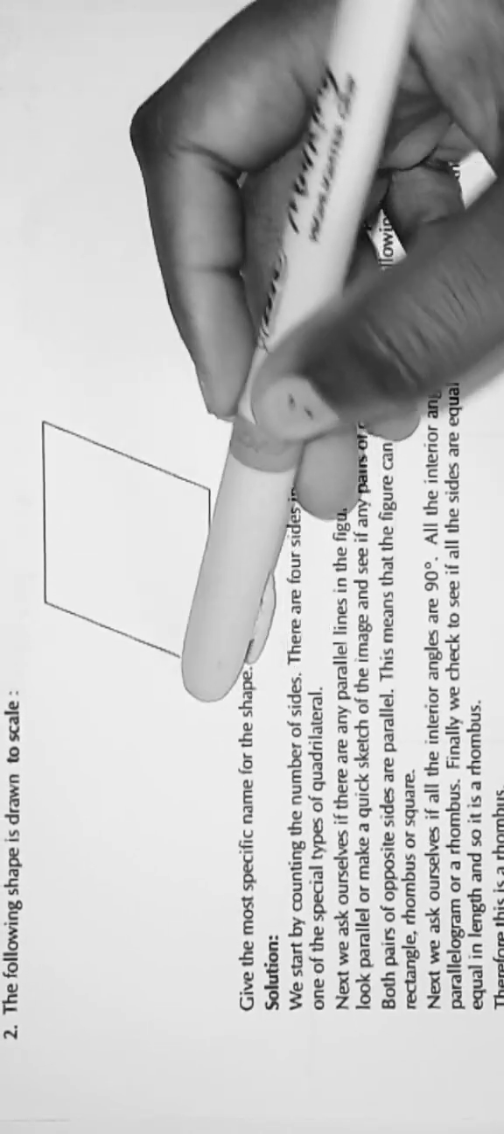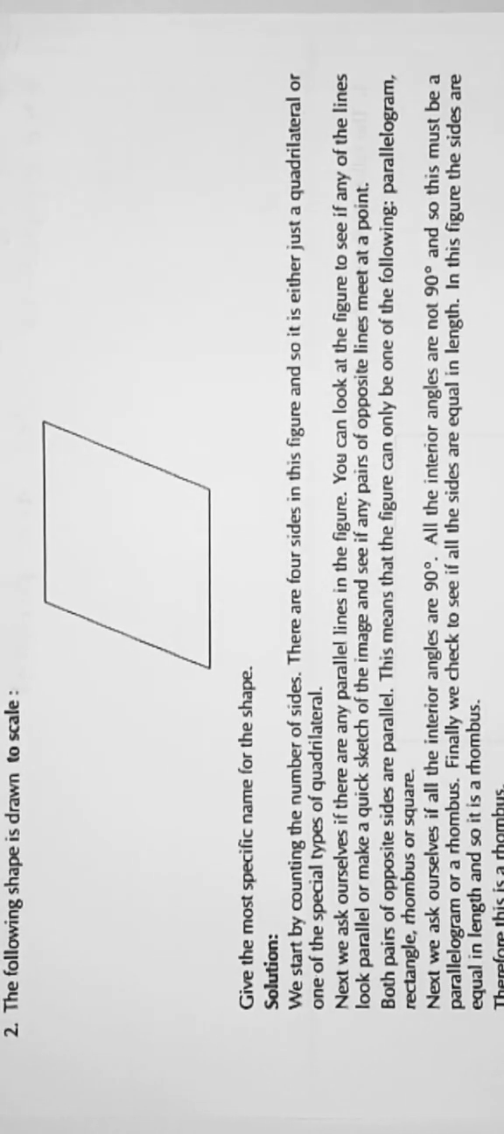Both pairs of opposite sides are parallel. This means that the figure can only be one of the following: parallelogram, rectangle, rhombus, or a square. But it is not a rectangle. Next, we ask ourselves if all the interior angles are 90 degrees. All the interior angles are not 90 degrees, because if we draw our diagonal lines like this, we will not have a rectangle.